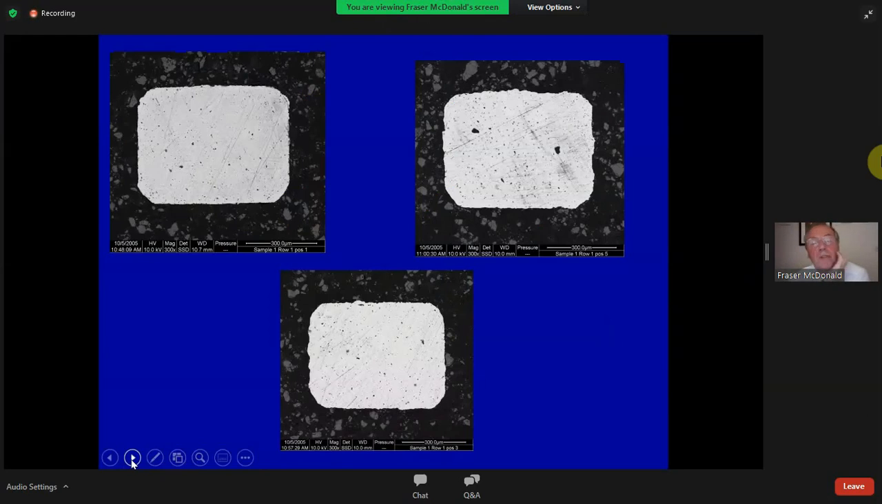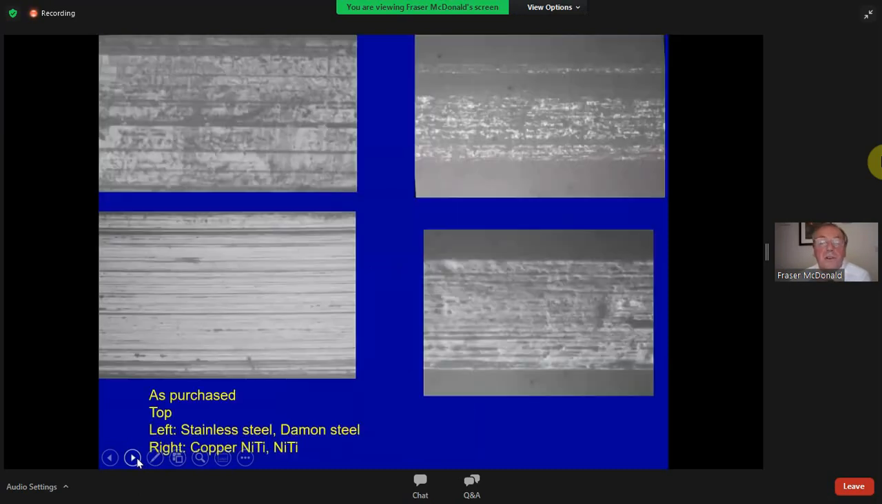Right, Fraser. Okay, so we've now got three different sorts of arch wire, and you can actually see there's a variability here of the actual surface, which again is going to cause you some issue in terms of what will happen with regard to the friction as you try and slide it through.